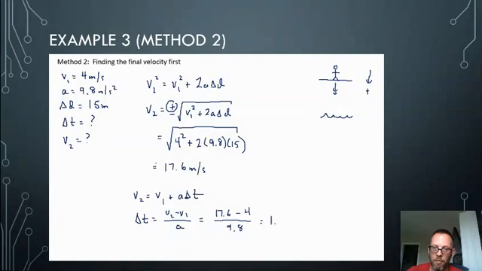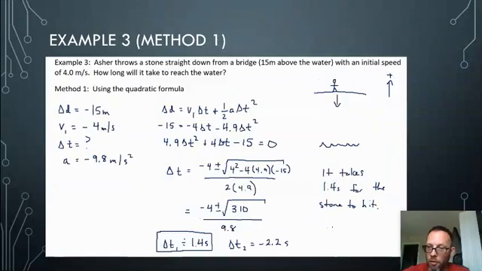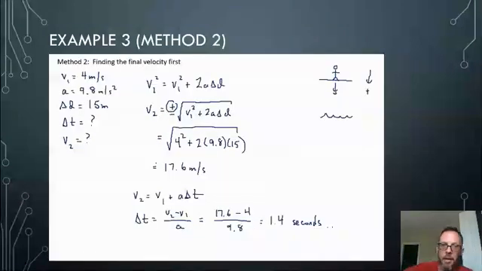Yeah, I've got the same answer, at least to 2 sig figs: 1.4 seconds. In practice, one is no better than the other. The advantage to the previous method is that it solves it fairly directly, just one equation. The advantage to the second method is there's no quadratic equation. However, you do have to be careful when finding V2 to choose the appropriate sign using the context of the problem. So here we knew that the stone would be moving downwards, the positive direction, 17.6.